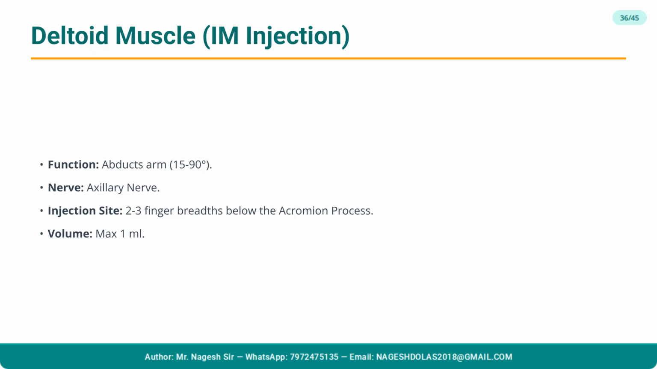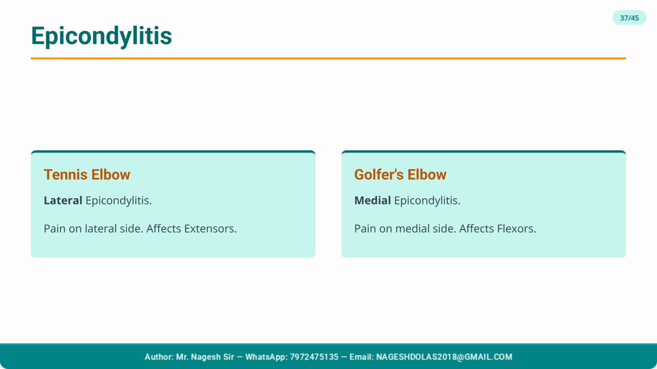The deltoid muscle is innervated by the axillary nerve and functions in arm abduction. The preferred site for IM injection is 2 to 3 finger breadths below the acromion process, with a maximum volume of 1 milliliter. Epicondylitis includes tennis elbow, or lateral epicondylitis, which affects extensors. Golfer's elbow is medial epicondylitis, affecting the forearm flexors.